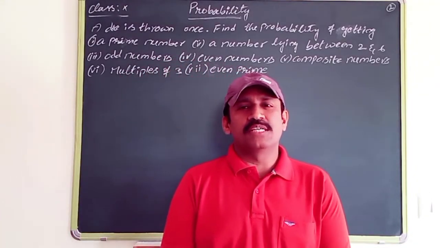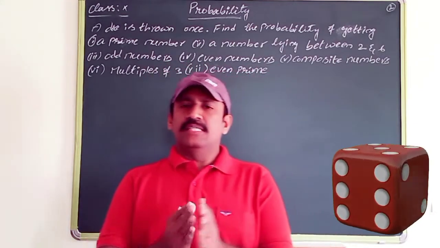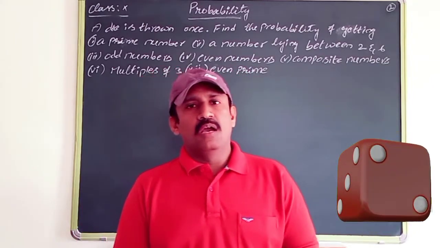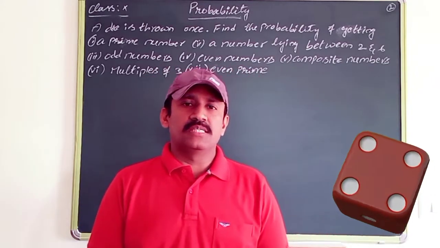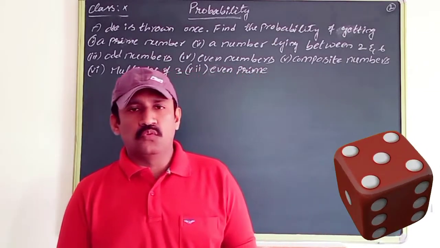Now I am going to discuss with you the probability about the dice. Children, may I know how many faces are there on a die? Yes, it is 6 faces. And what are the numbers on the faces? 1, 2, 3, 4, 5, 6.